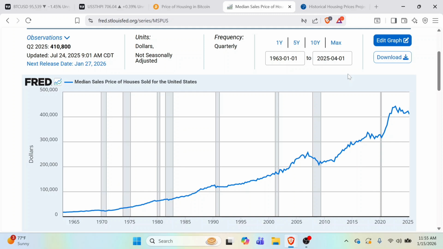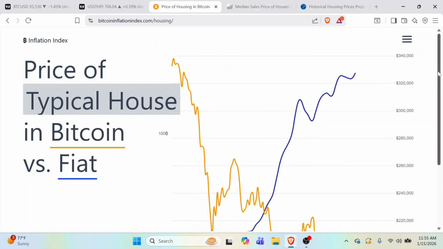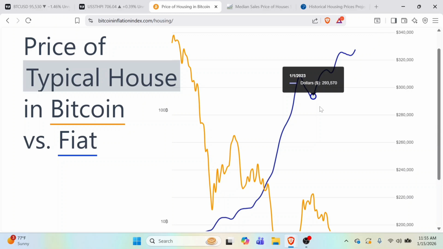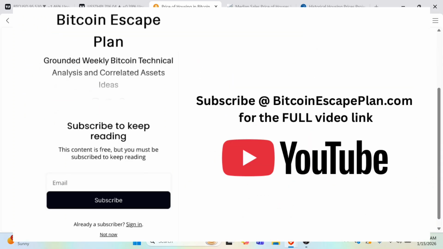And this is where I think we have to go back to this chart again. This is where I think it gets really interesting, is there's going to come a point in time where people realize it costs less than 1 Bitcoin for a house. This is going to happen next cycle, I believe.